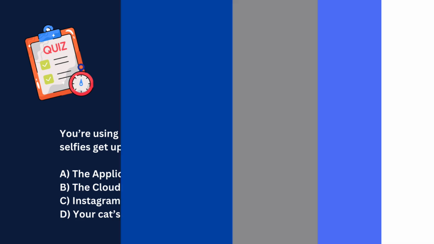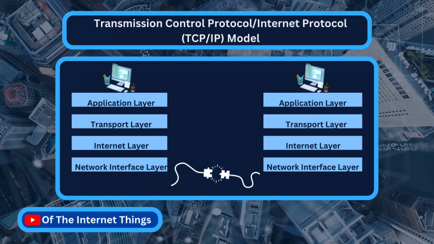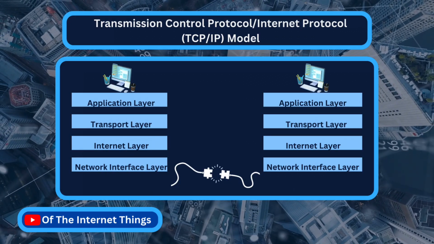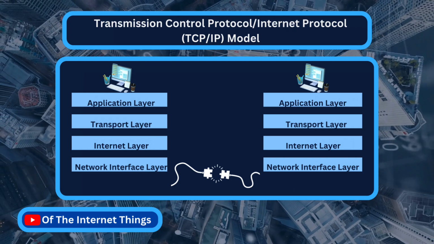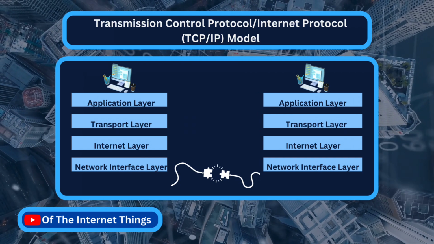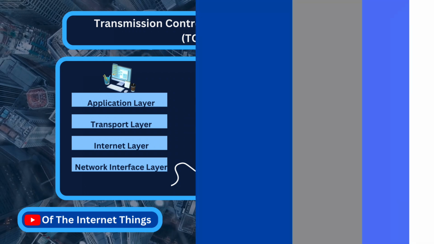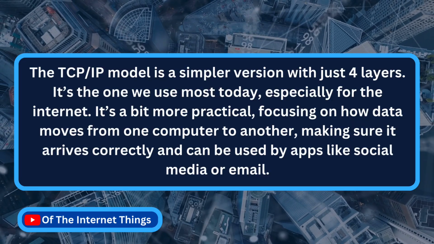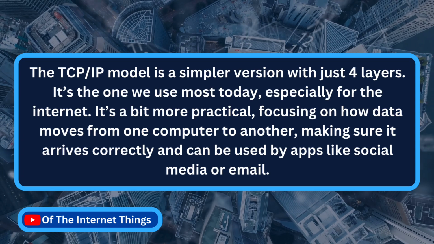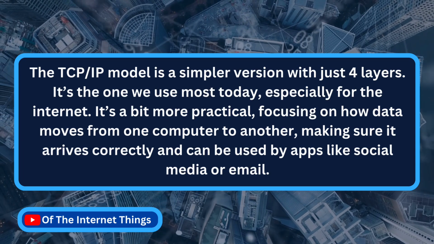The TCP/IP model, Transmission Control Protocol, Internet Protocol, is a more streamlined, practical model used primarily for the Internet and similar networks. It defines how data should be packaged, addressed, transmitted, routed, and received. This model consists of 4 layers.